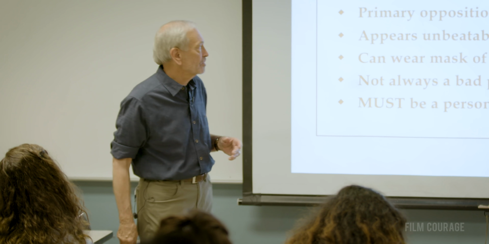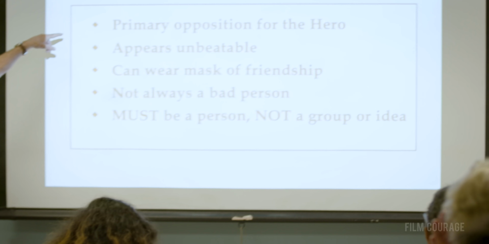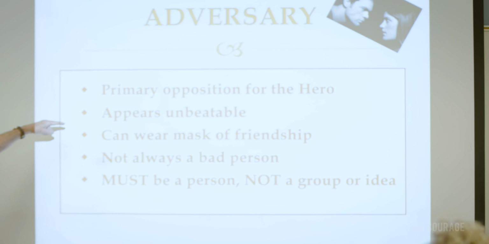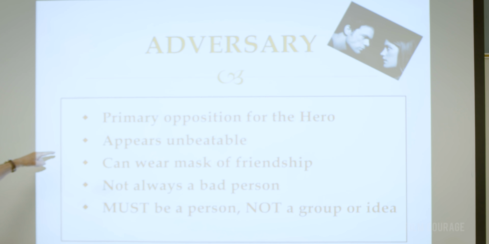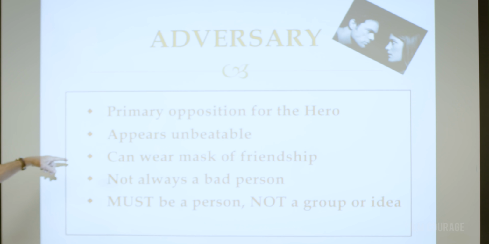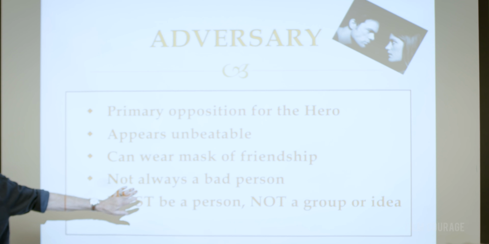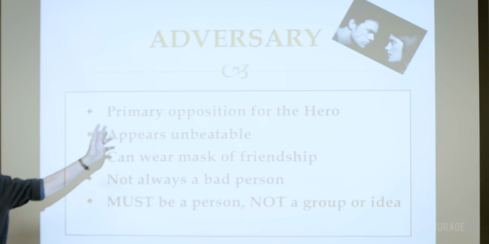Okay, and these are the requirements. Primary opposition for the hero, yes. Appears unbeatable. For a long, long time, she sure appears unbeatable, and she's going to take him down a very bad emotional trail. Can wear the mask of friendship, not relevant. Not always a bad person, she's not. She's a true sweetheart. Must be a person, and so she is. So you can see some of these are fulfilled in this particular adversary, and some of them are not.